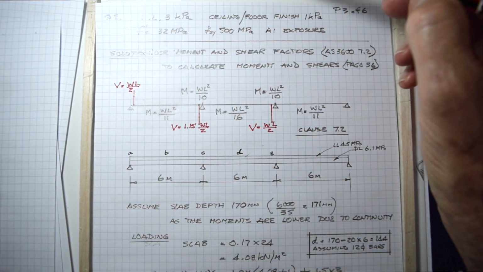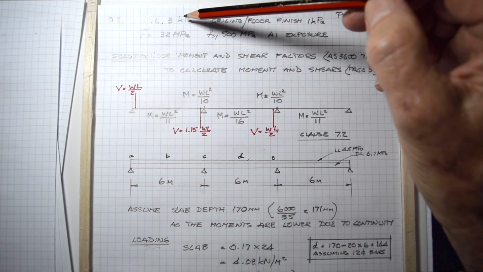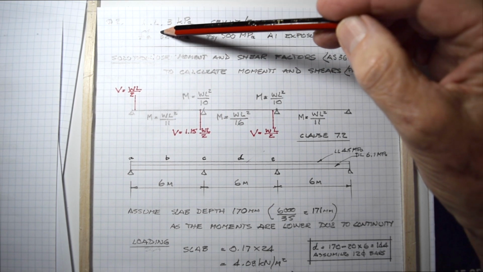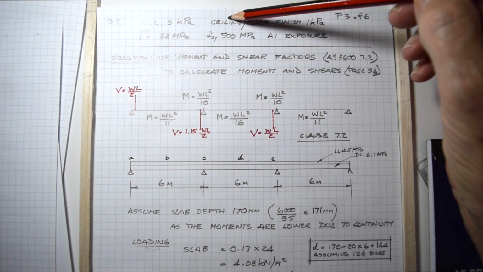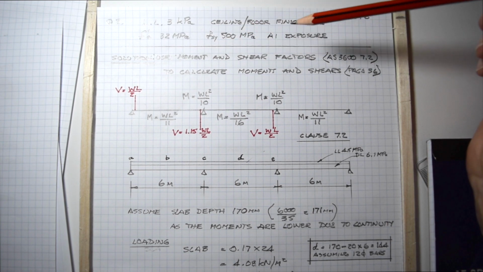Question 2 was a 3-span beam with a live load of 3 kilopascals, ceiling floor finish 1 kilopascal, concrete strength 32 MPa, normal yield strength in high tensile steel 500 MPa, and A1 exposure.